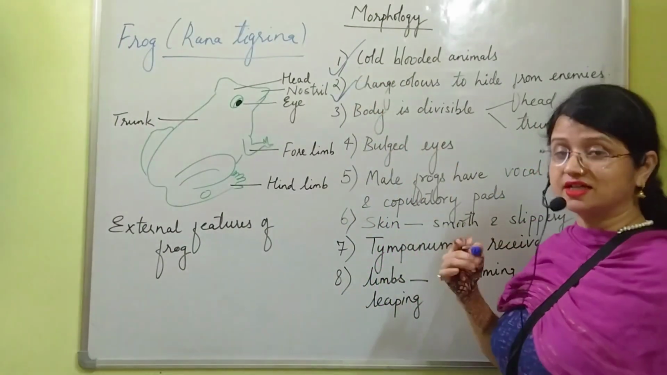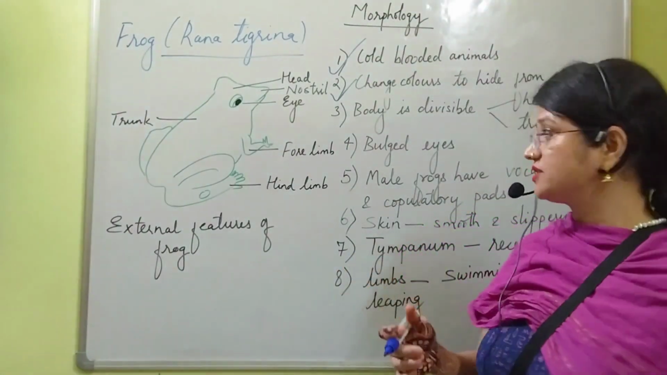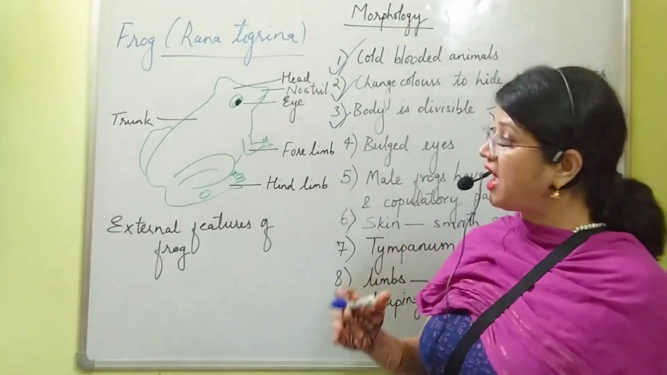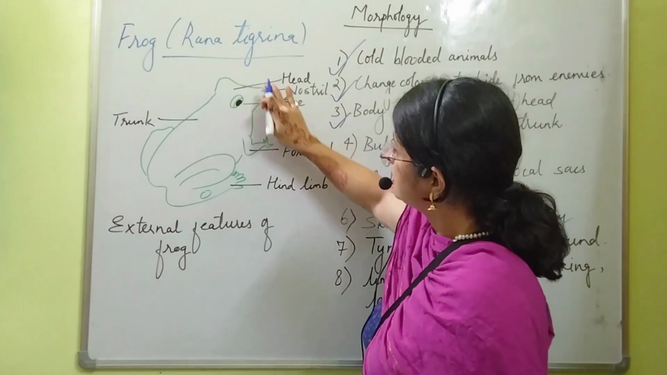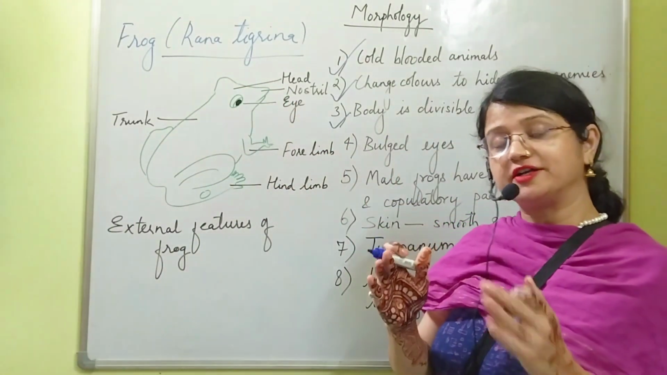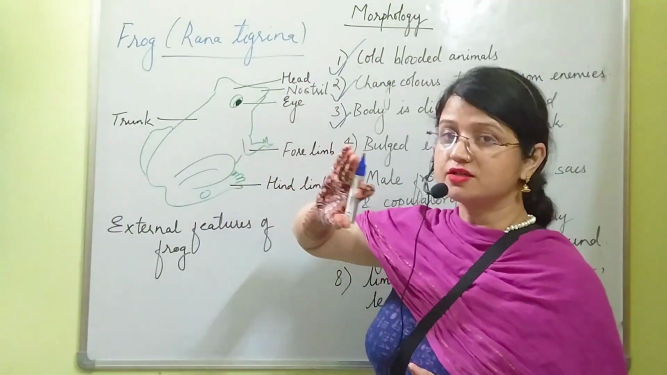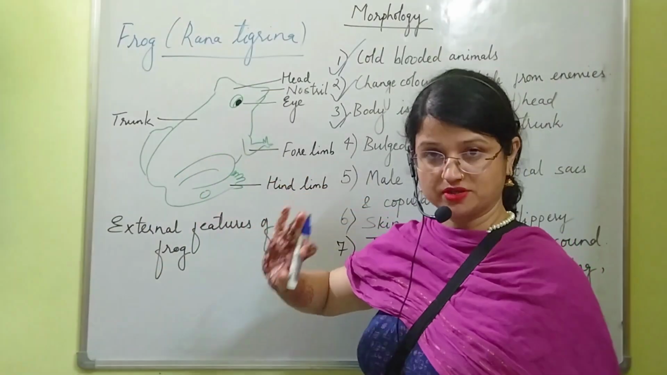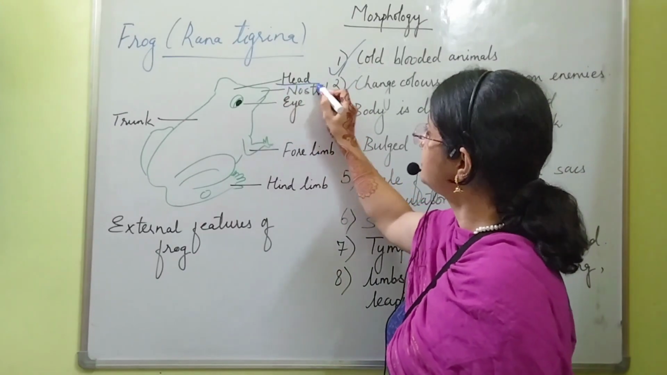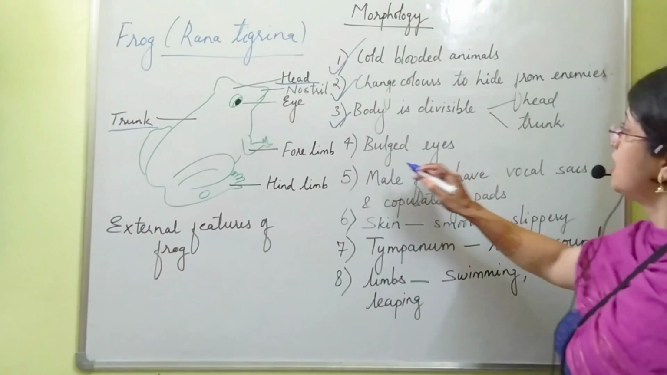It can change its color to protect itself from the enemies. So it can camouflage. Third, its body is divided into two parts. And the two parts are, first, this is the head and this is the trunk. So the body is divided only into two parts, head and trunk. There is no neck and tail formation. So body, it is divisible into two parts, that is the head and the trunk. Clear?